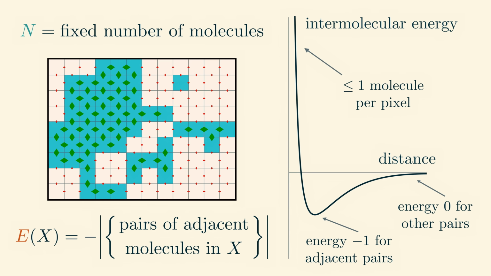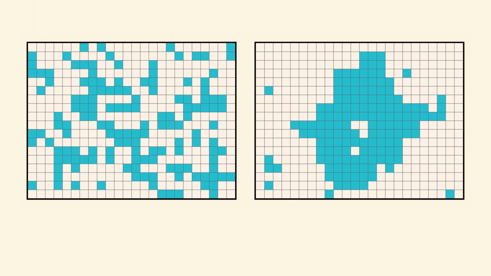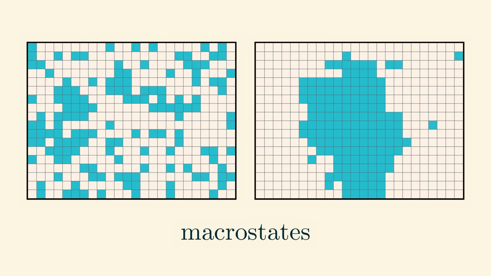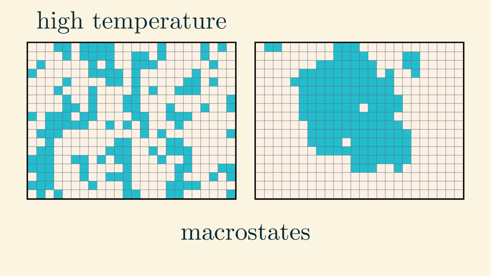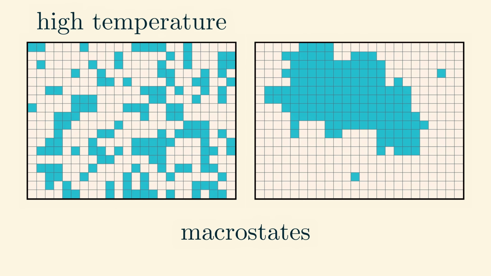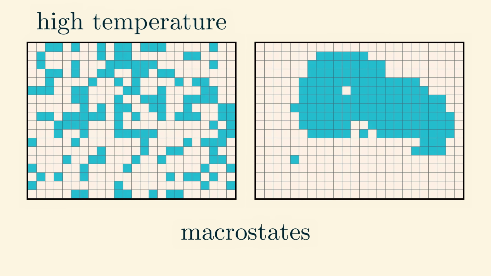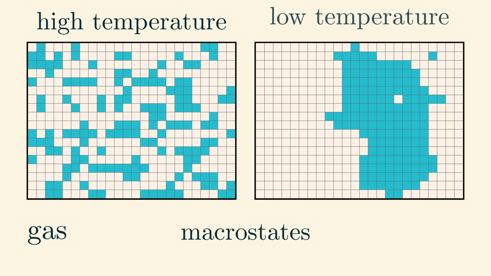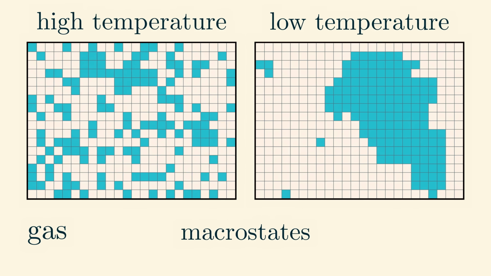And at high and low temperatures, we can see two distinct behaviors emerging, which we call macrostates. At high temperatures, the molecules bounce around and mostly ignore one another, which is how molecules behave in a gas, so this is a gas macrostate. At low temperatures, though, the molecules start to clump up into a droplet.